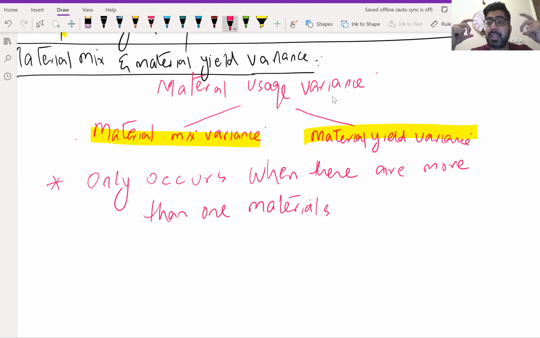Like you are making a cake, it has flour, eggs, butter, sugar. You are making a burger, it has beef, it has vegetables, it has sauces. So when the product has more than one material, only then does this variance occur. You are making a house, it has cement, it has steel. When more than one material is there, only then does mix variance occur. So the first thing: material mix and yield variance are the breakup of MUV, material usage variance, and they only occur when there is more than one material.